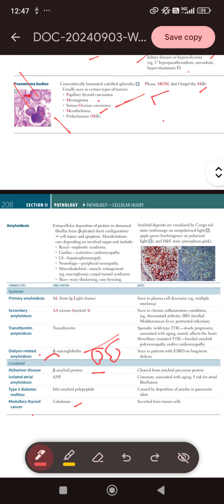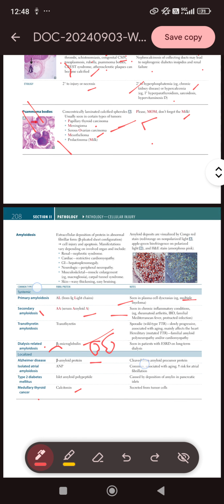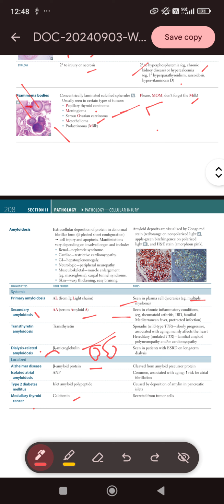And what more is asked is serum amyloid A, secondary amyloidosis. It is seen in chronic inflammatory conditions: rheumatoid arthritis, inflammatory bowel disease, familial Mediterranean fever, protracted infection. Primary amyloidosis is seen in plasma cell dyscrasias, multiple myeloma, and AL is a type of light chain primary amyloidosis. Okay, these were the short, cute things which are asked from amyloidosis.